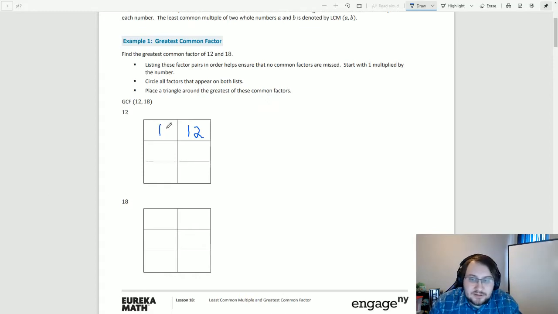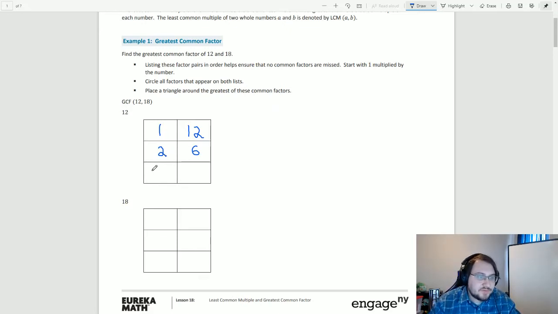So let's continue on. Is 2 a factor of 12? Can I divide 12 by 2 evenly? Yes, I can. If I divide 12 by 2, I get 6. So that means that 2 and 6 are both going to be factors of 12. Let's go on to the next number.